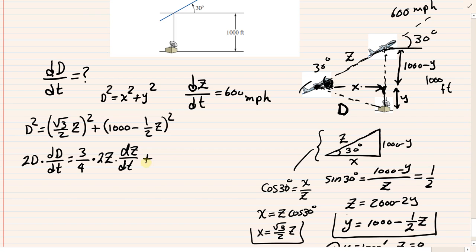And plus the derivative, the power rule here, is going to be 2 times 1,000 minus half Z. That's the power rule, the outside function, then the inside function, negative half Z. The derivative of negative 1/2 Z is negative 1/2. And of course, chain rule, that's dz dt.